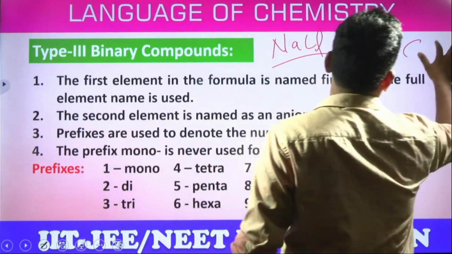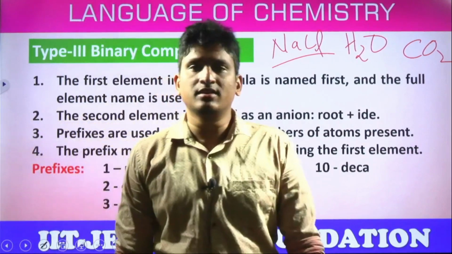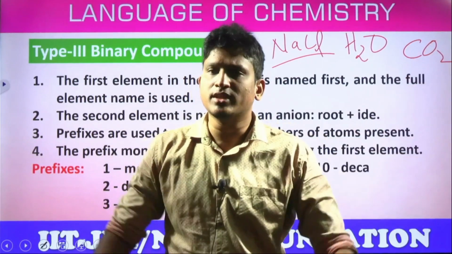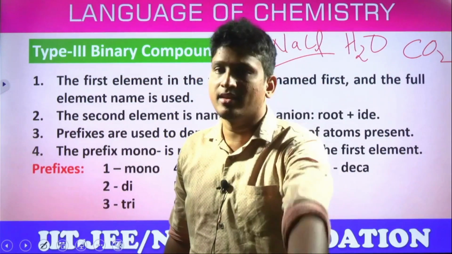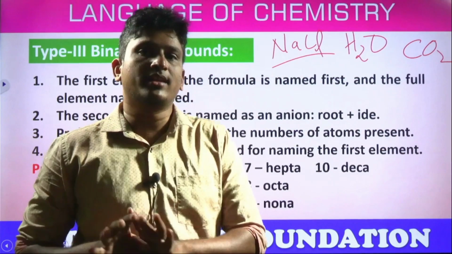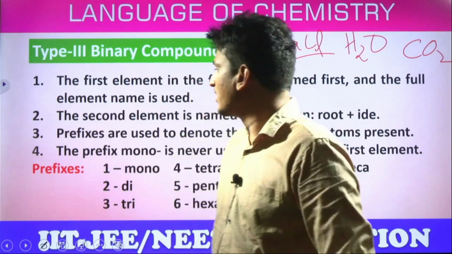Carbon dioxide, what is the formula? CO2. What are the elements present? One is carbon, the second one is oxygen. Both are non-metals. So what is the compound expected? Is it ionic or molecular? This is a molecular compound. So type 3 binary compounds is about molecular compounds. How to name these compounds, we'll discuss in this video.